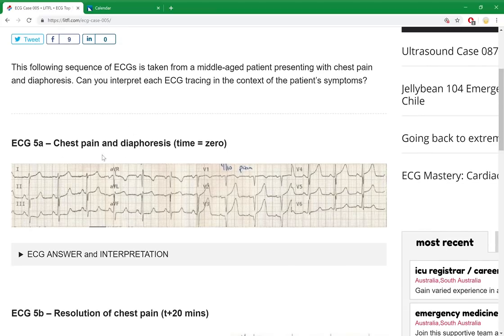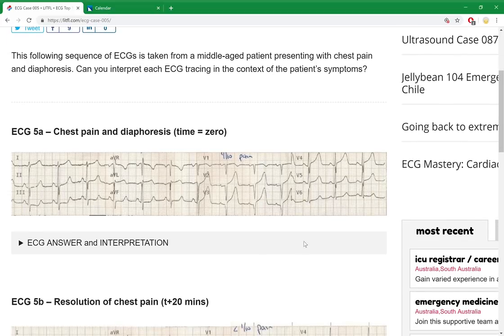So this is the first EKG, chest pain and diaphoresis. What do we see here? So take 5 seconds and look.